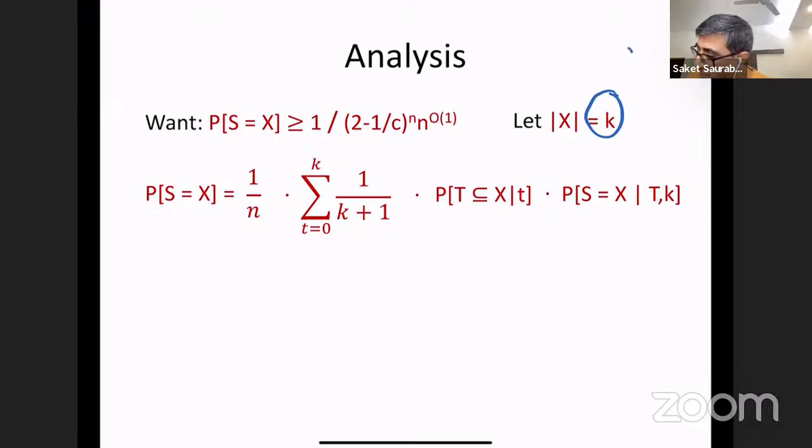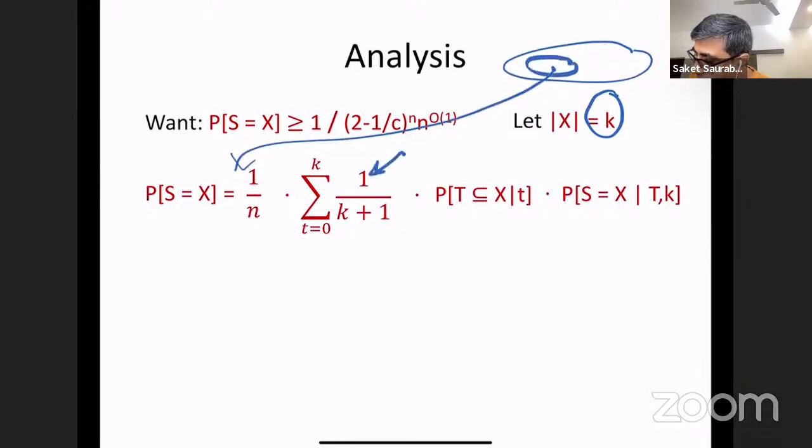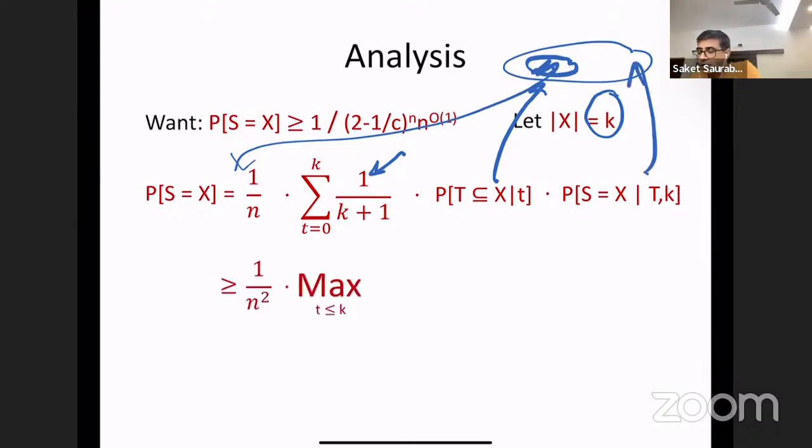So you have X. This is the probability of guessing its size. This is the sum over the probability of guessing the set which is contained inside this, for which I want to do this computation. And this is the probability of guessing this set. And this is the probability of guessing an extension of T. Now I'm going to do this like I did, 1 over n squared, and I just take the max probability of this summation, like max over t less than or equal to k.